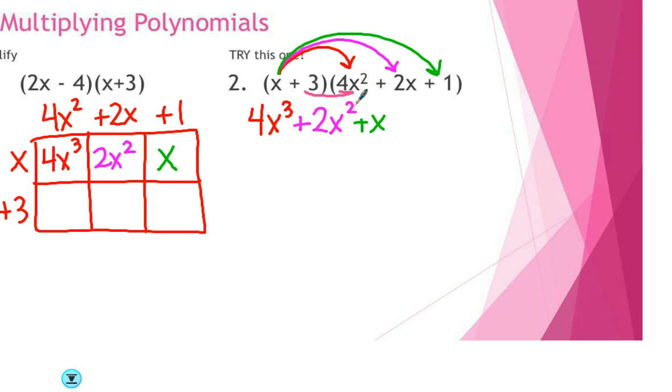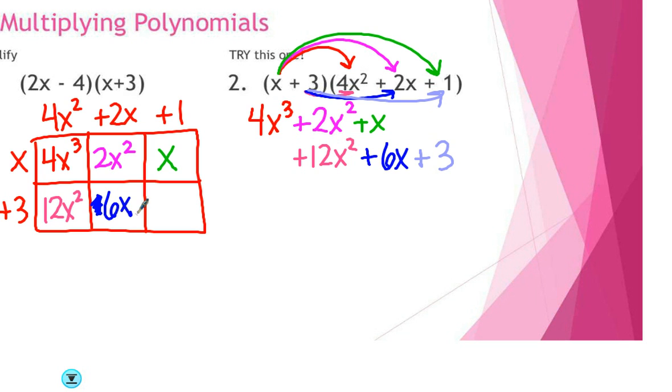3 times 4x squared is 12x squared. So I'm going to write that here underneath my 12x squared. This is a way for me to stay organized. Or again, you can use the box method. Our next one, we distribute the 3 to the 2x. That's a positive 6x. And then we got one more thing to handle, and that's 3 times 1, which is a positive 3.